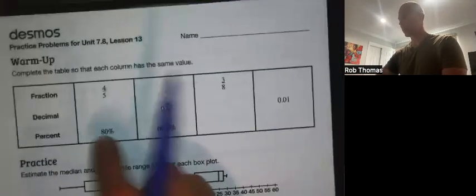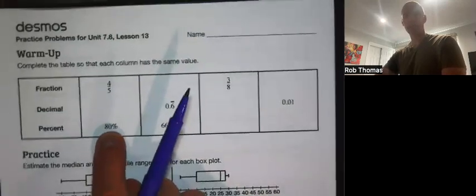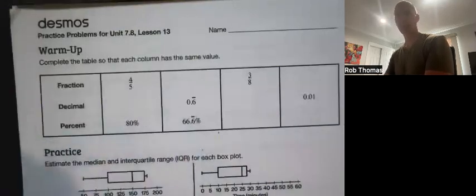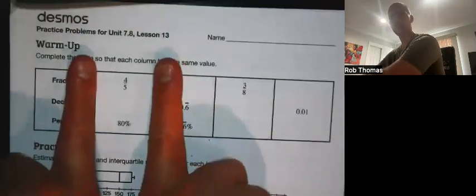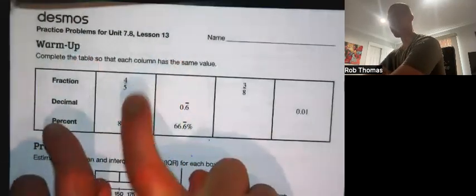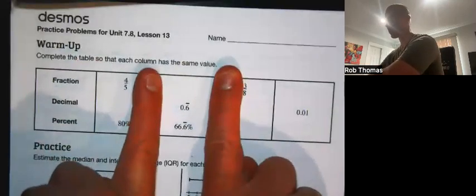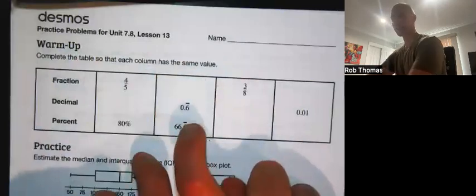Fraction, decimal, and percent. If I want to go from percent to decimal, each one of these is separate. It took me a second to realize what was going on here when I looked at it. These are separate, so you need to fill in a decimal that goes with these two, and then these are separate, and so you need to fill in a fraction that goes with these two.